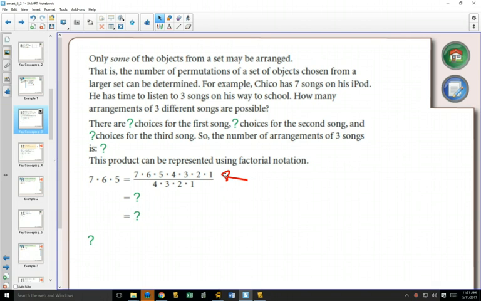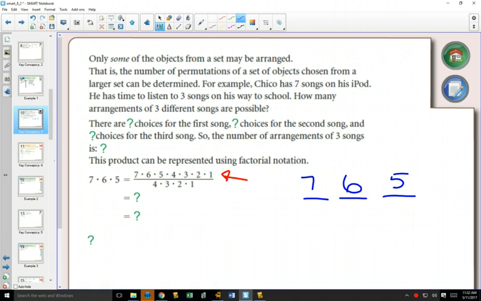Well, you could figure this out with spaces. If you did spaces, how many decisions does he have to make? He needs to decide 3 things. What's my first song? What's my second song? What's my third song? So my spaces would look like this. How many choices does he have for the first song? 7. Anything could be first. Then he's not going to listen to the same song again, so 6, then 5.